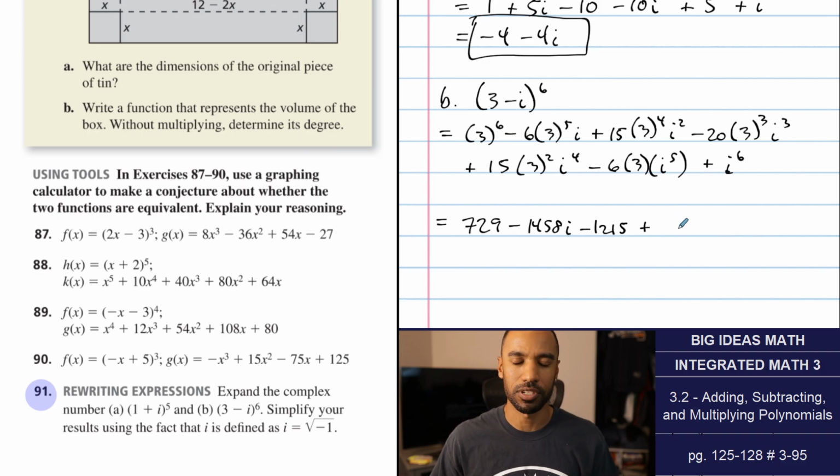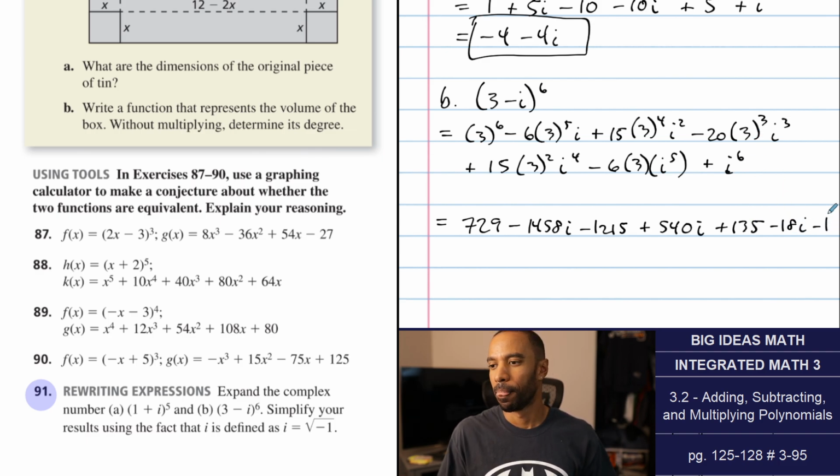3 cubed, 27 times... we've seen this. 540. We've seen these numbers before. They think they're trying to trick us, and they're not. i to the 4th is just 1, so I need to know 15 times 9, which is 135. And then i to the 5th is just i, so that's -18i. And then i to the 6th should be i squared again, so that's -1.